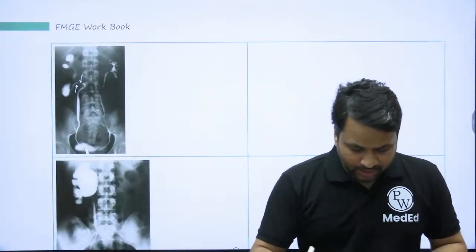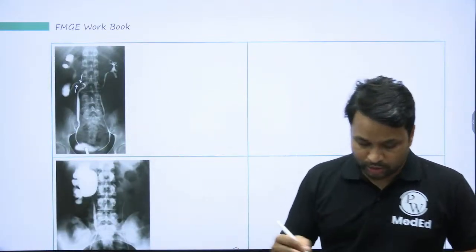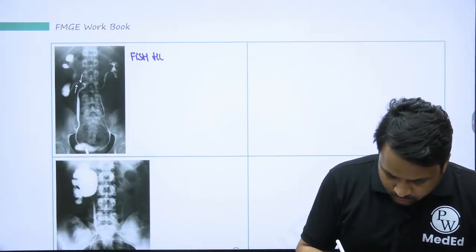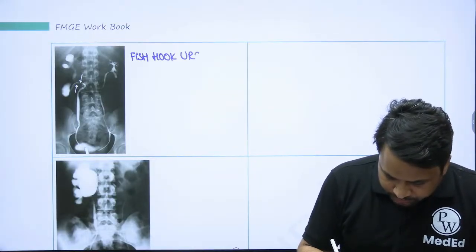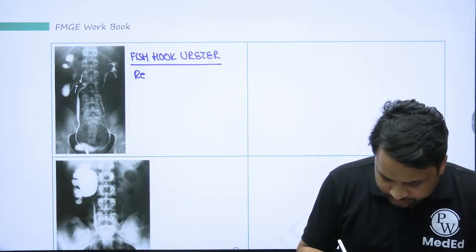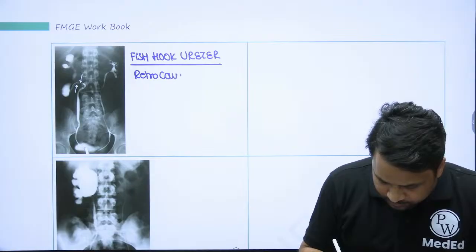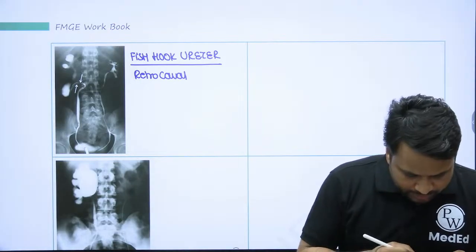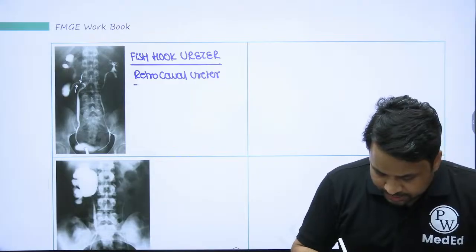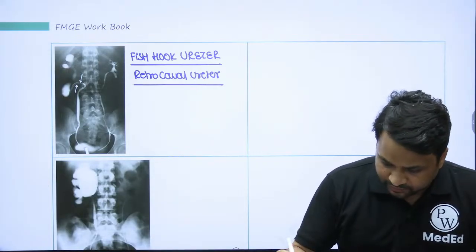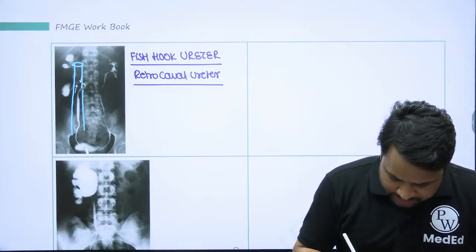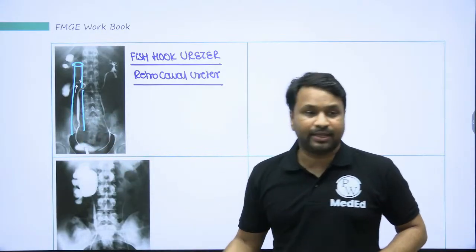The next one that you have is the fish hook ureter. It is seen in retrocaval ureter, also called retrocaval IVC. That means the ureter is going around the inferior vena cava. So this is where the inferior vena cava is present. You can see the ureter has gone behind it and then it has come anteriorly.